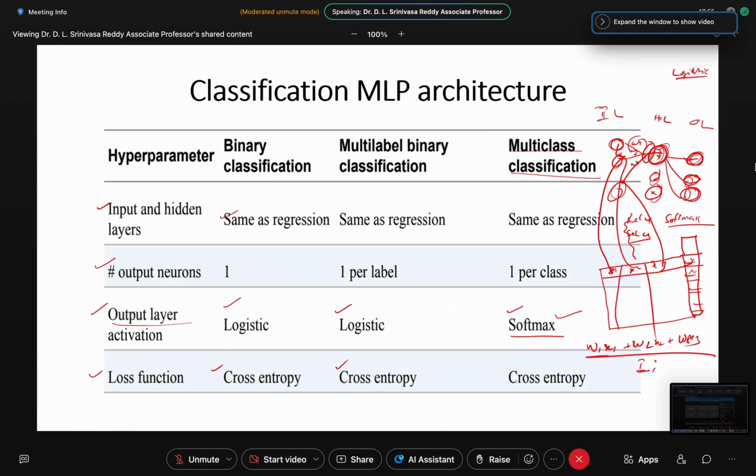So this is only one calculation for one neuron. Similarly, you have to calculate this one, with the same weighted sum. It goes to the ReLU function, and that ReLU function gives you the output. That output will be fed to all the neurons in the next layer.